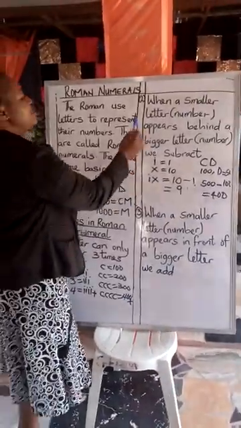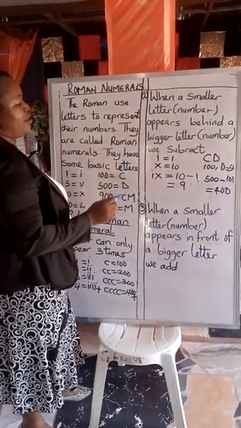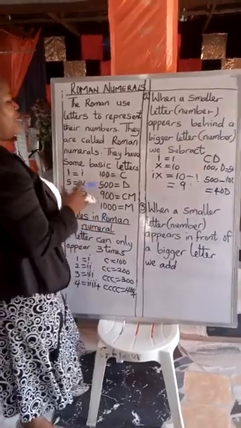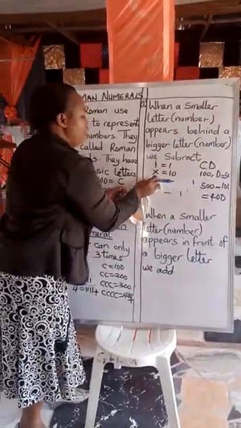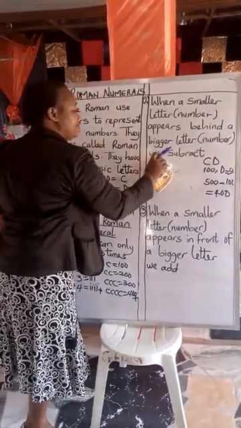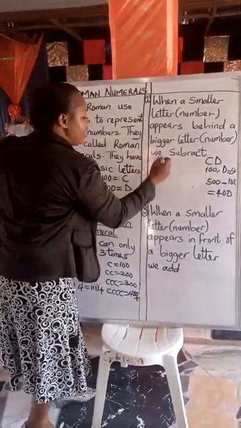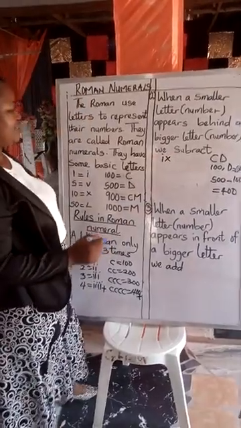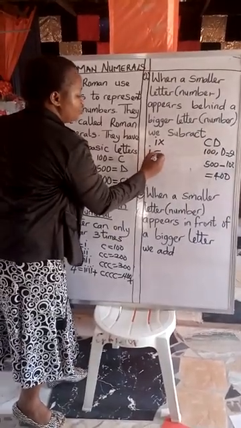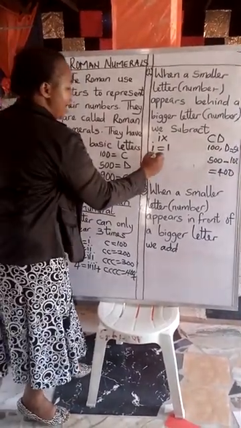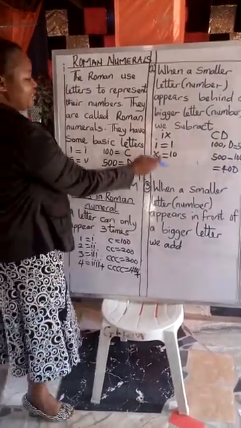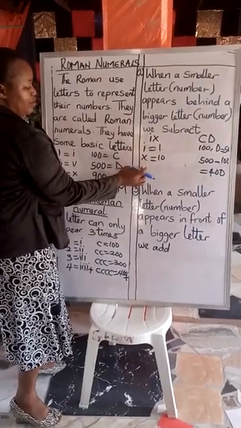Now let's move on to the second rule. The second rule says when a smaller letter appears behind a bigger letter, we subtract. Now what do I mean by that? Let me explain it this way. We have IX. These are 2 letters in Roman numerals. I is 1. X is 10. Now you see that this letter is small. This is 1 and this is 10.